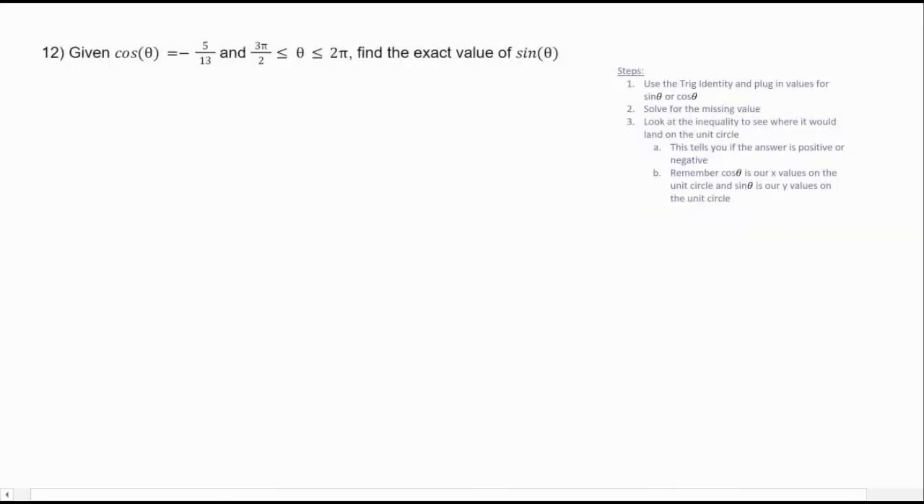Here we're given cosine of theta is equal to -5/13, and our angle is between those two radians, and we're asked to find sine of theta. So first thing here, really quickly, the trig identity that we're going to need is sine squared theta plus cosine squared theta equals 1. And basically, I'm given cosine, so I'm just going to plug this value into that trig function.